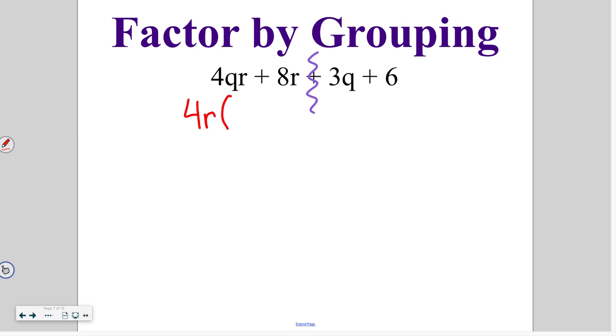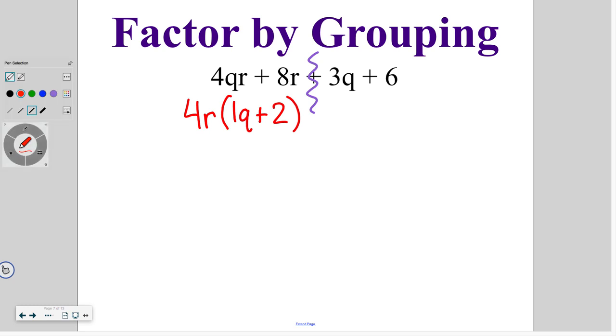So when I'm looking at that, I have 4 divided by 4, which is 1. I have a Q left over, and I took the R to the outside. Looking at the second term, 8 divided by 4 is 2. I had an R, and I pulled it to the outside. So left over in that parentheses is 1Q plus 2.